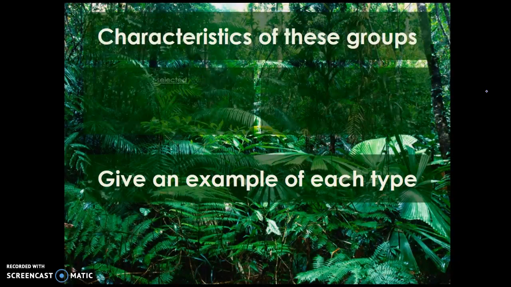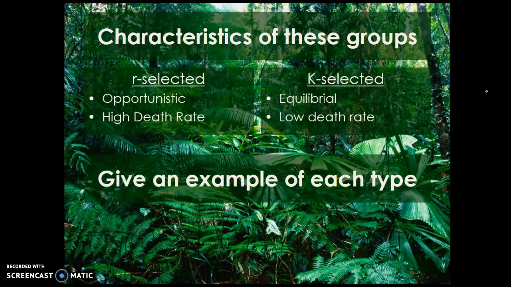Okay, so R-selected: opportunistic, high death rate. K-selected: equilibrial, and a low death rate. What do I mean by this? R-selected species are going to have a lot of children or offspring, but a lot of them aren't going to make it to adulthood. A lot of them are going to die very young. And then when we look at K-selected species, their populations kind of stay the same, and usually their offspring make it to adulthood. So they have a low death rate when the offspring are young.